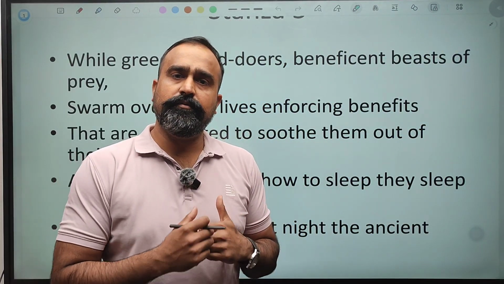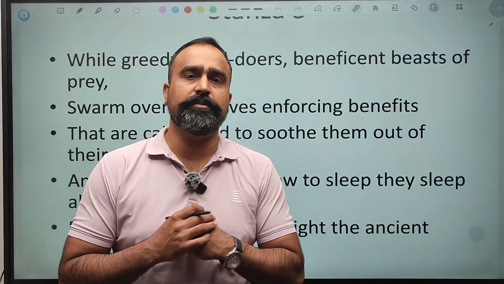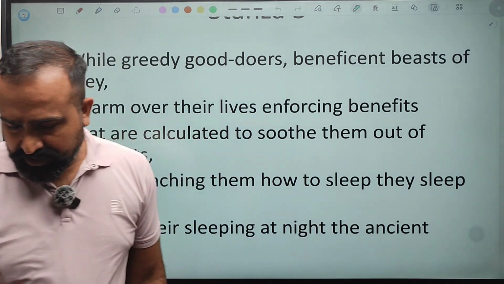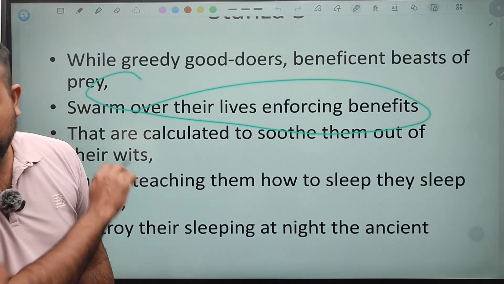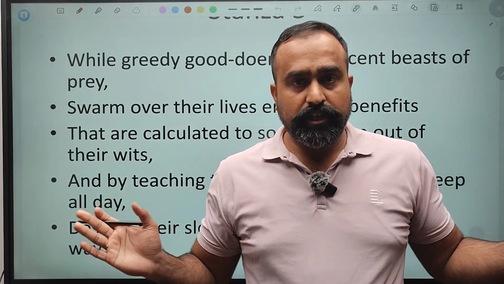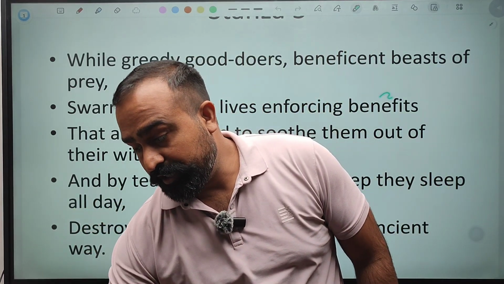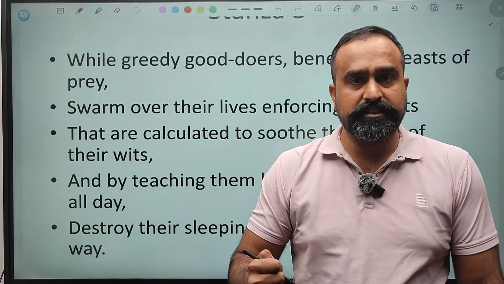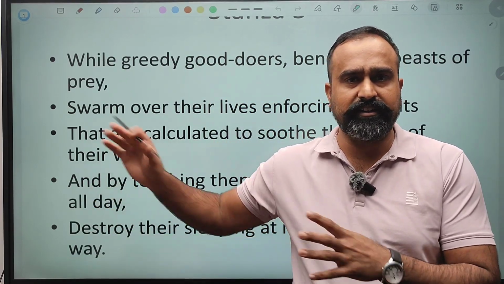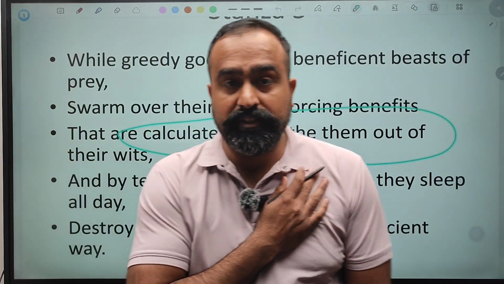जो दूर से दिखाएंगे कि we are helping you, but from behind, from your back, they will take away everything from you. Thieves, right? Swarm over their lives, enforcing benefits. Swarming over their life like bees. Metaphor. कि वो चारों तरफ मंडराएंगे and they will take away everything from you and will tell you that we are enforcing benefits for you, will do this, will do that, electricity, pani and all that thing that are calculated to soothe them out of their wit.